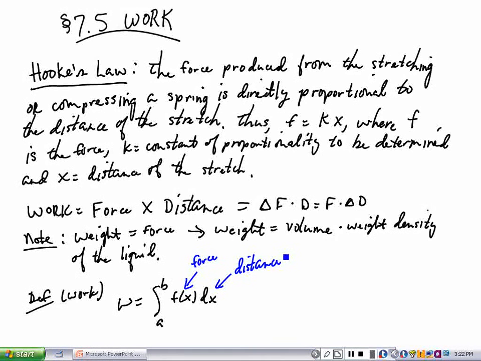So we get work. Now let's look at a few problems. I only want to work 4 of these problems, and then I must go home. I will decrease, if you will.